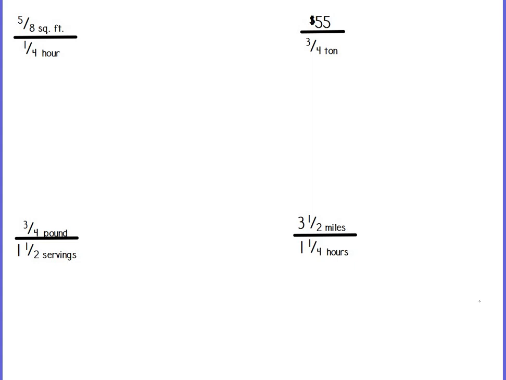Our rates are always set up as y over x, and when we're looking for the unit rate, we will always want x to get to 1. So for all of these, you're trying to figure out how do I get my x, which is my denominator, to 1. So I can actually just go through and write equals something over 1, equals something over 1, equals something over 1.